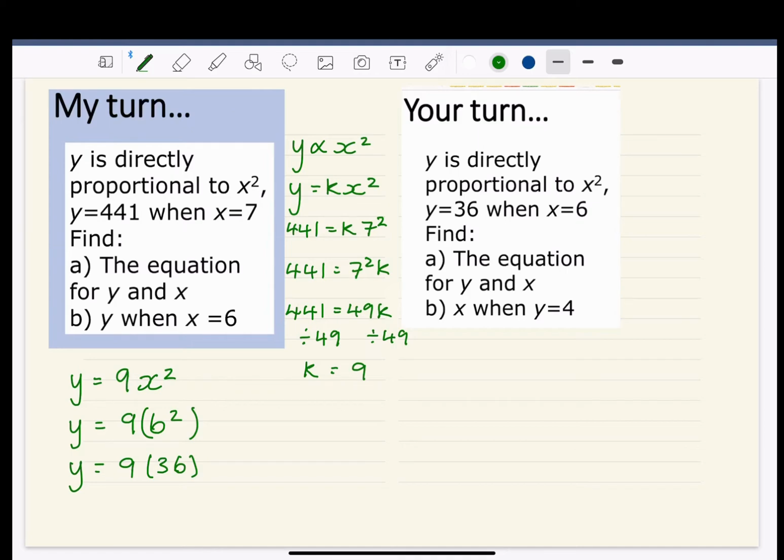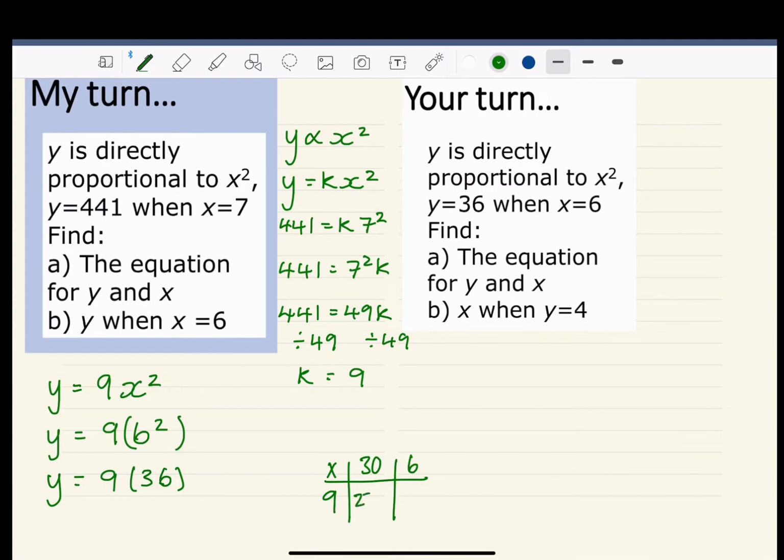I'm not sure on my 36 times table, so I'm going to do a quick grid method down the bottom here. 36 and 9. 30 times 9 is 270. 9 times 6 is 54. I add those together. I've got 270 add 54. 4, 12, 324.